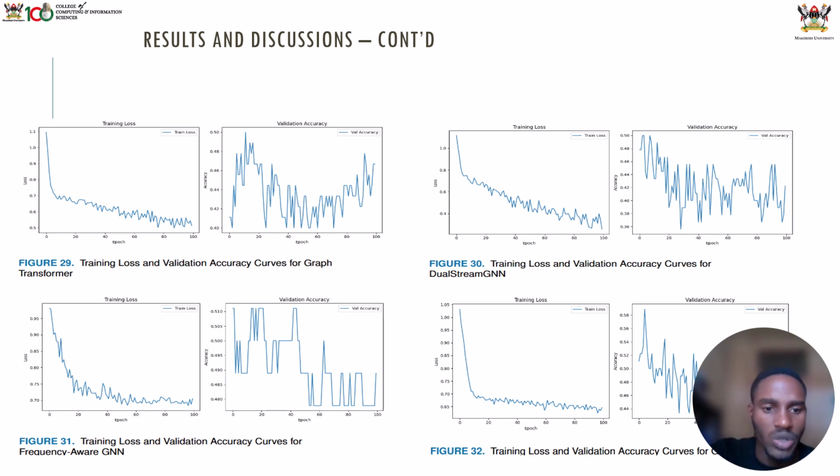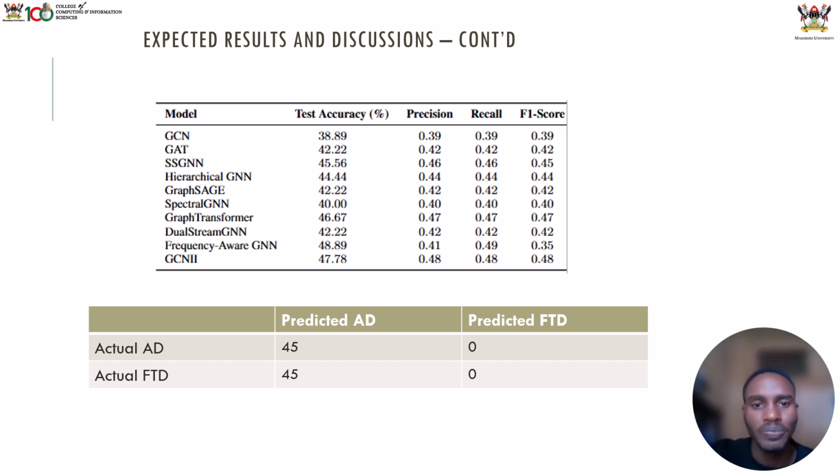So continuing, we see the other set, the other four, because we implemented about 10 models. Our best model was the frequency aware GNN, which is in the bottom left corner still. Closely followed by it was the GCN2, which is on the bottom right. And this had a very good validation accuracy, which was our goal. This is a project that is in line with health, so accuracy is quite important to us.